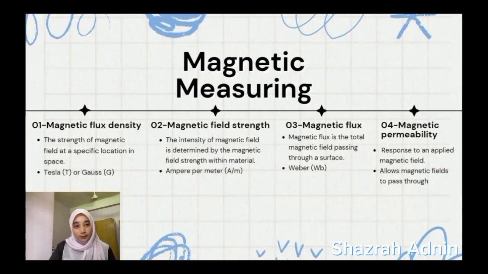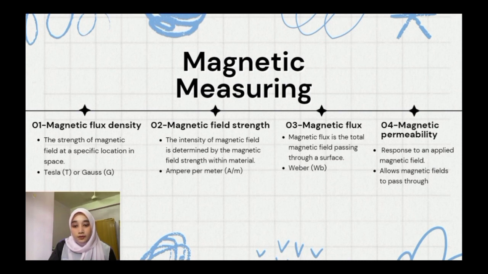Alright, these are 4 important things that we should know about magnetic measuring, which are magnetic flux density, magnetic field strength, magnetic flux, and magnetic permeability. Magnetic flux density is the strength of magnetic field at a specific location in space. It means that to measure how strong the magnet is, the higher the magnetic flux density, the stronger the magnet. The SI unit that we use is Tesla.